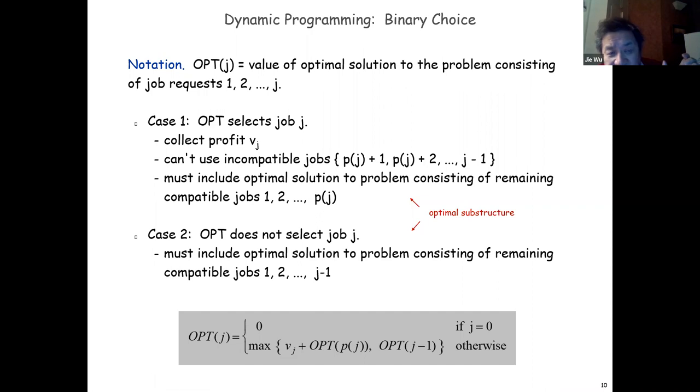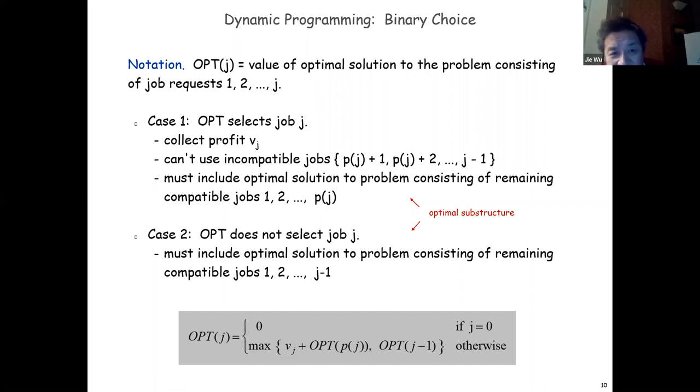Then you find the optimal solution for each prefix. Start with 1, then 1, 2, then 1, 2, 3, 1, 2, 3, 4, and so on. Suppose you already found a solution for all the ones before J. Now we consider cases for J. So you can see that you advance this J one by one until J reaches N.